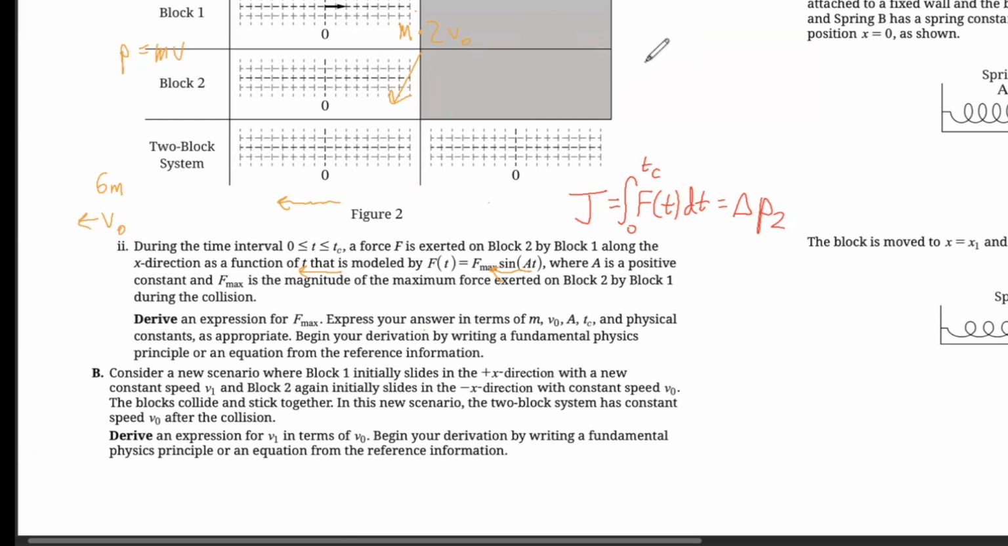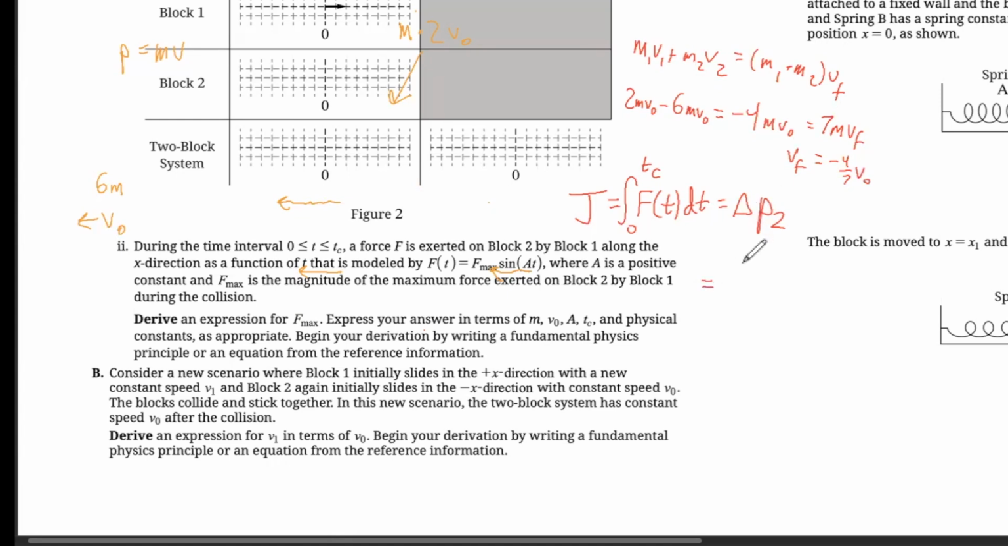Yeah, so let's go ahead and do that real quick using conservation of momentum. So we have m1v1 plus m2v2 is equal to m1 plus m2 times their final velocity. So that is going to give us 2mv0 minus 6mv0, which is, like we thought, -4mv0. And that should equal the sum of their masses, which is 7m, times the final velocity. So the final velocity is going to be -4/7 times the initial velocity.